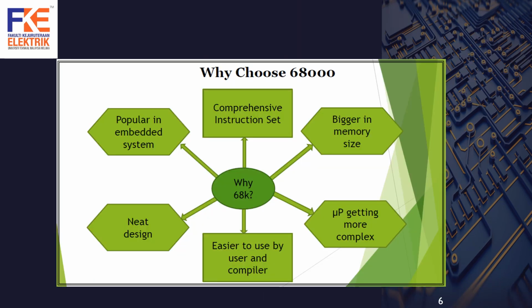Mr. Azlan, I would like to continue the presentation on why we chose the 68K microprocessor. First, the microprocessor has a big memory size. It is getting more complex yet easier to use by user and compiler, with a neat design, popular in embedded systems, and a comprehensive instruction set.